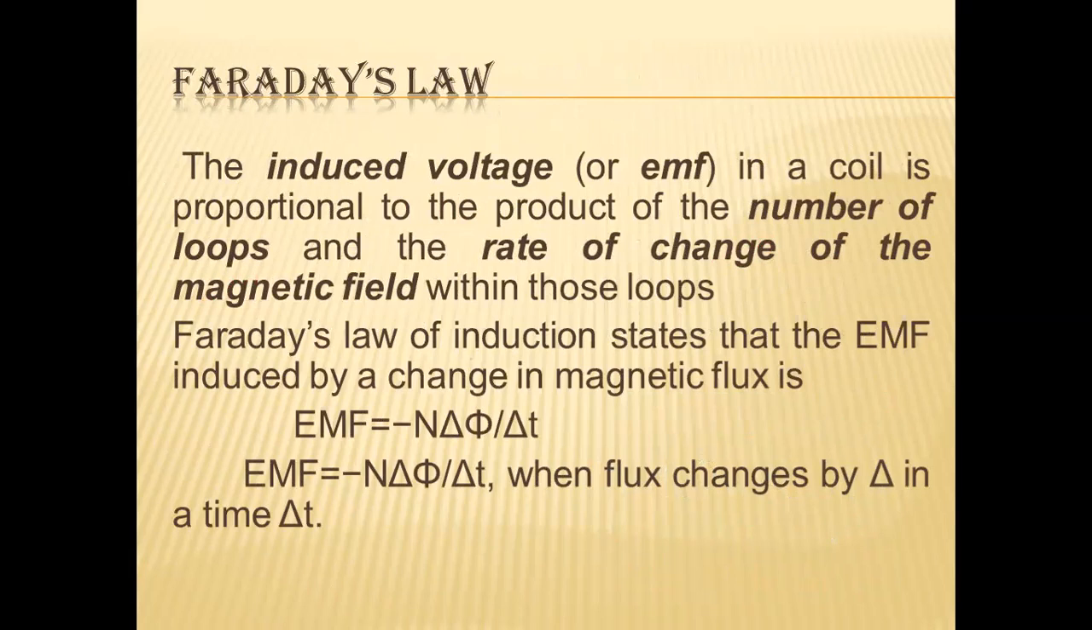On the basis of electromagnetic induction, the scientist Faraday proposed Faraday's law, which states that the induced voltage or EMF in a coil is proportional to the product of the number of loops of the coil and the rate of change of magnetic field within those loops. Mathematically, Faraday's law of induction can be stated as: the EMF produced in the coil is directly proportional to N times the change in flux by change of time. Here N indicates the number of loops in the coil.